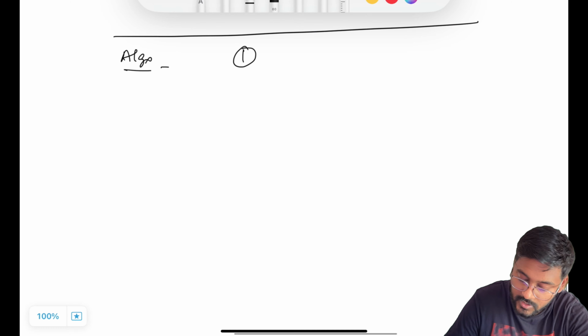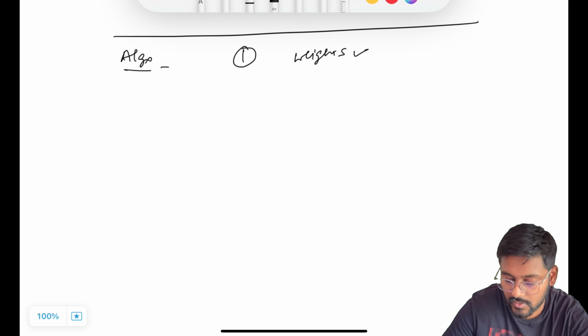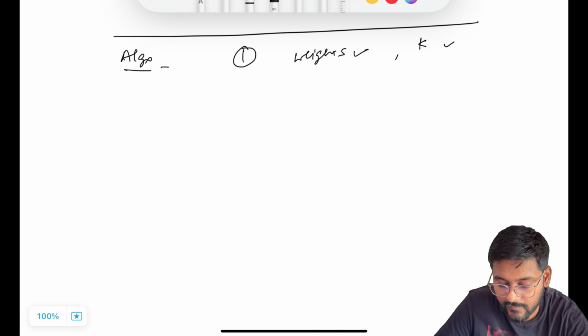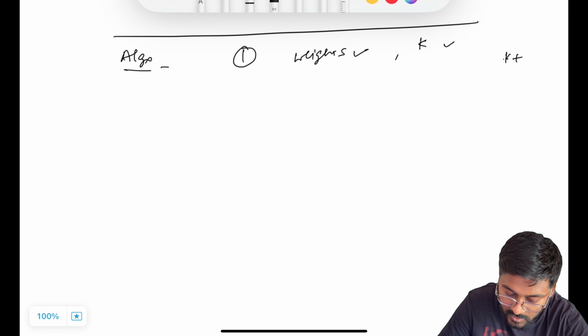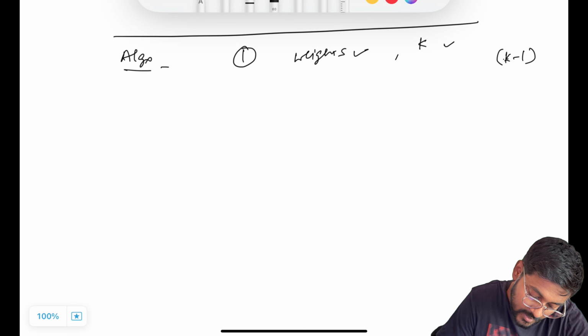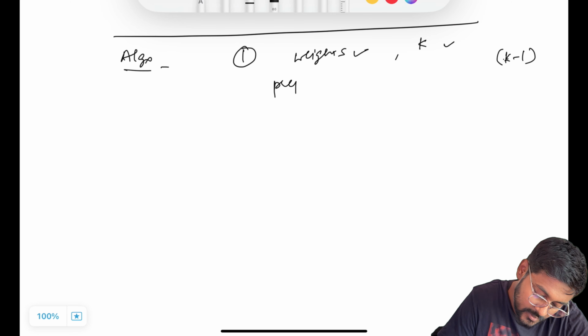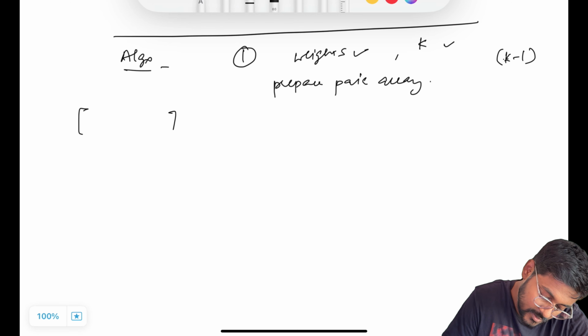First of all, weights are given to us, and among those weights we have to divide them into k bags. In short, we have to make k minus 1 cuts so that we can get k slices. So for that, what I realized is that first of all I need to prepare a pair array, and the pair array will be something like this. Let's say this is something 1 5 3 1.